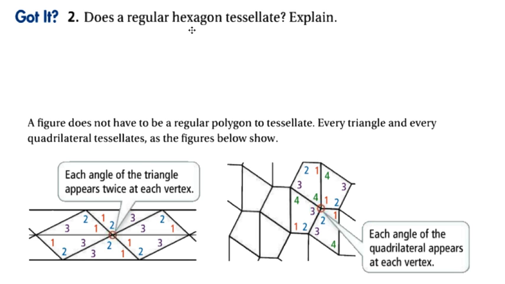How about a regular hexagon? See if you can think through that one. Would a regular hexagon tessellate? What would you have to figure out first? Well, what's the measure of an interior angle of a hexagon?